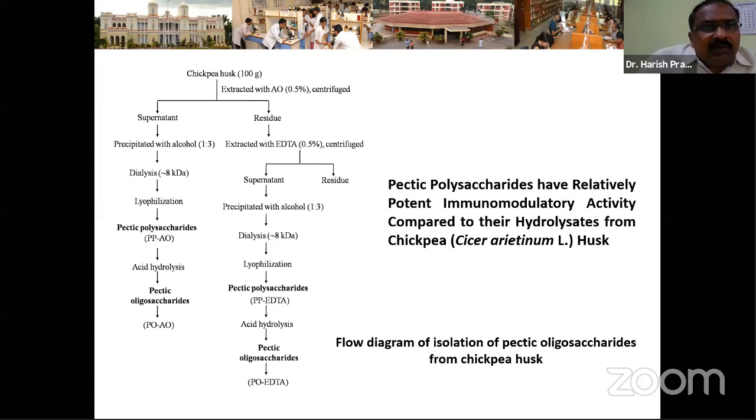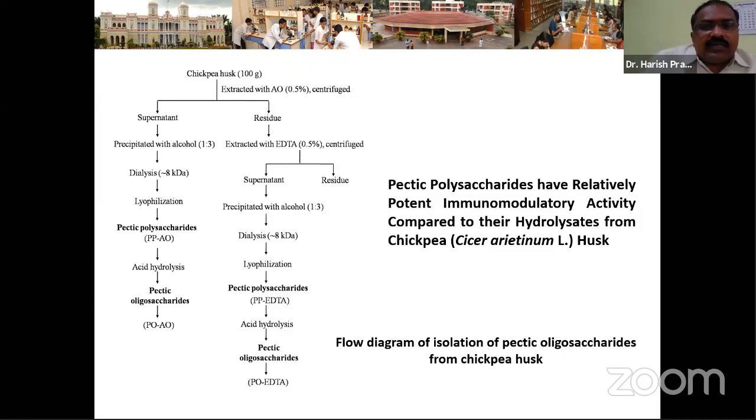I wanted to make a note: with any extraction method from the same source, a little change in the condition will give you a different sort of polysaccharide. This has been reported by many others also. In plant polysaccharides, when you start isolating, you will get a different molecular size and different structural components when you change the condition. This is the beauty of plant polysaccharides, and it leads to different functional attributes. So I'll continue with this.